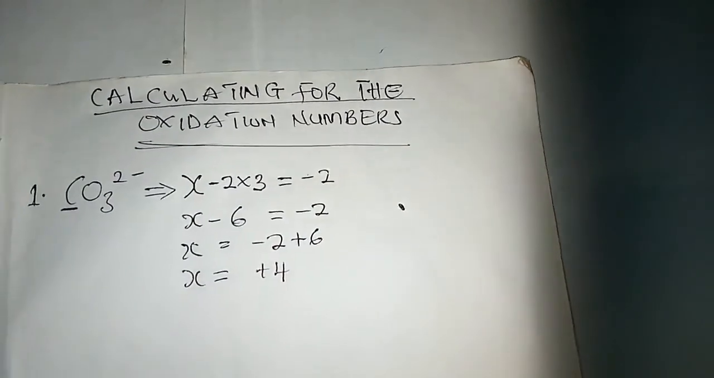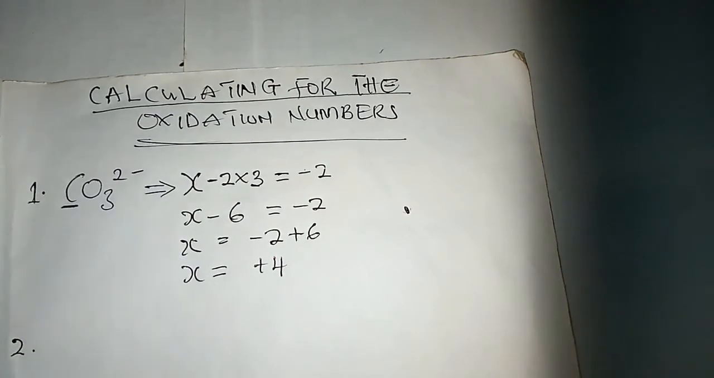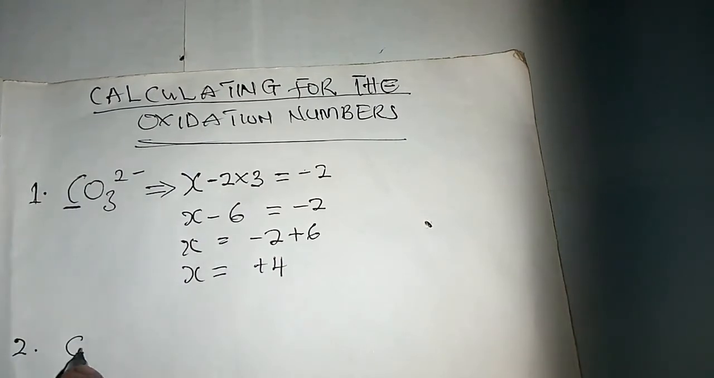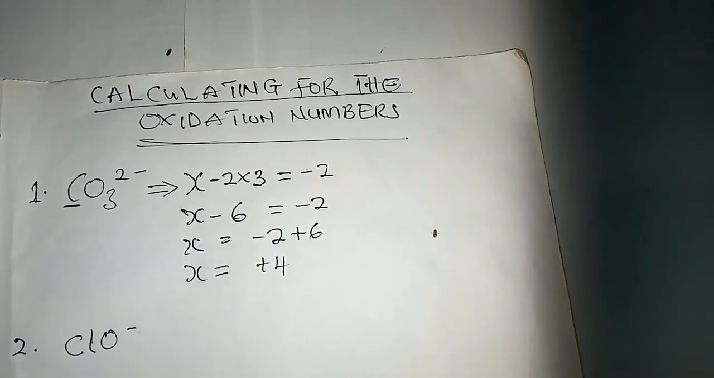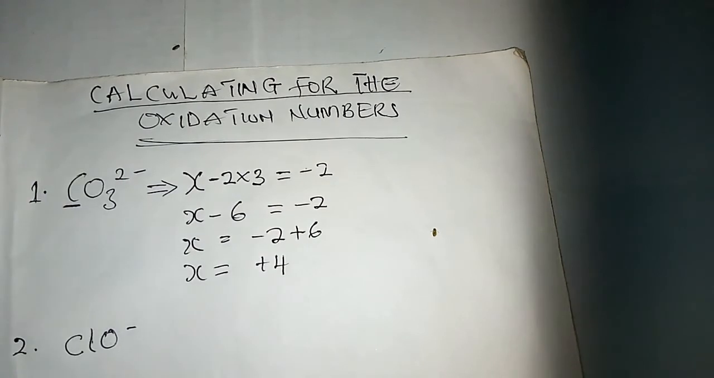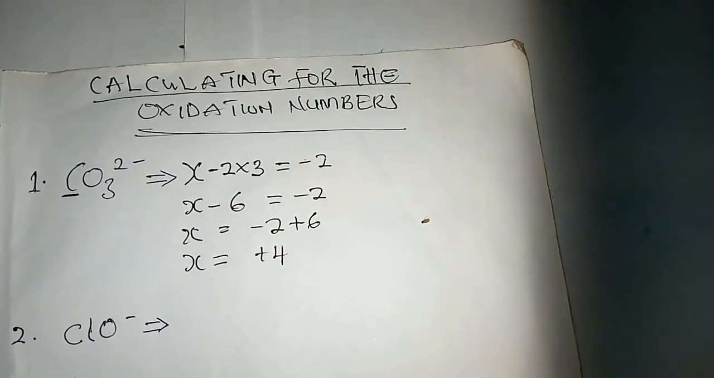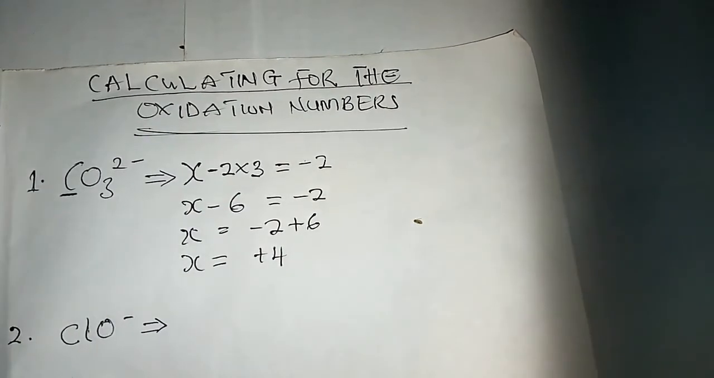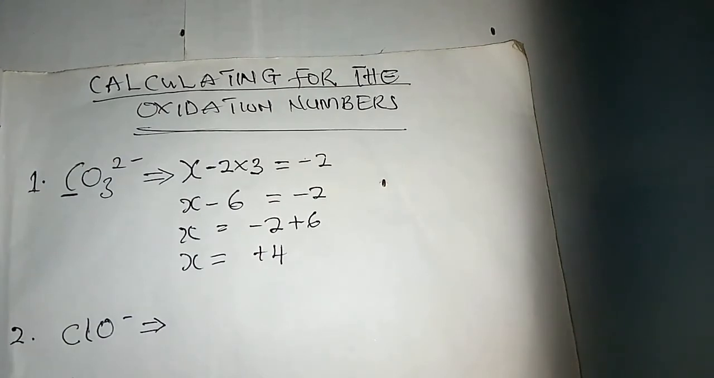Okay, so let's take the next example and see how we can also solve for the oxidation state of the central atom there. So we have ClO minus like this. Okay, and we know that Cl is chlorine and O is oxygen. And one thing that you know is that always, except in peroxide and superoxide, where the oxidation state of oxygen changes, in peroxide is -1 and superoxide is -0.5. So except those compounds, always the oxidation state of oxygen is -2.